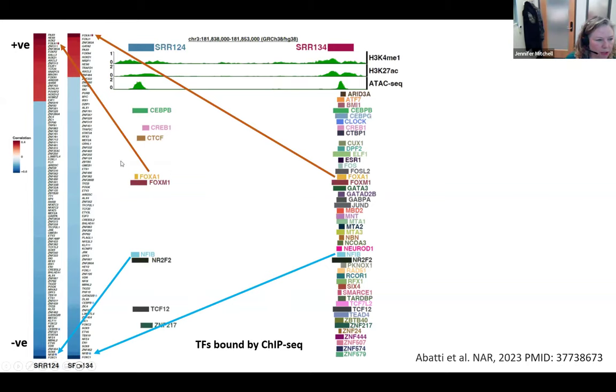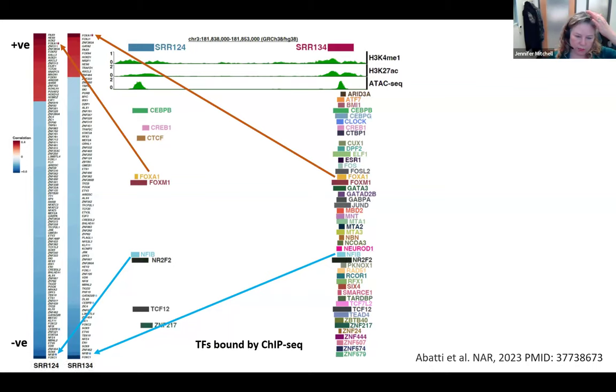So FOXA1 is more highly expressed in patients that have more open chromatin at these enhancers, and it also binds to both of the enhancers. We were also interested in another factor, NFIB, which is more highly expressed in patients that have more closed chromatin at these regions, and is also bound to both of these regions.